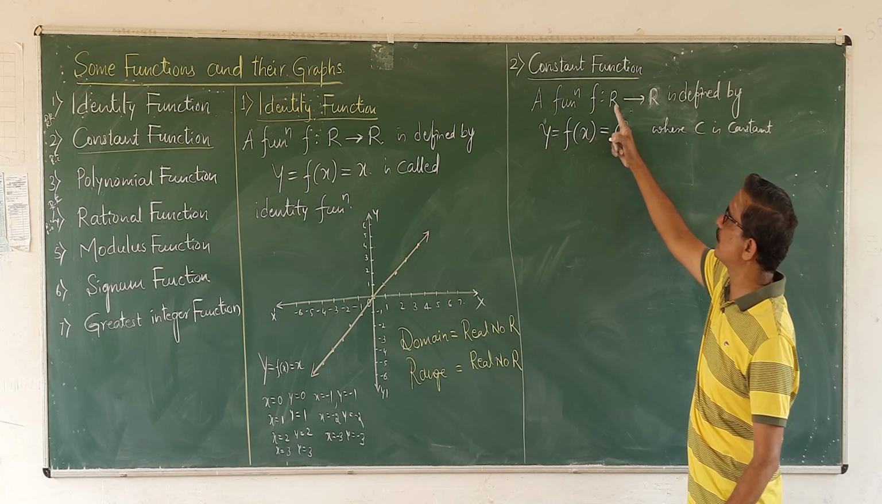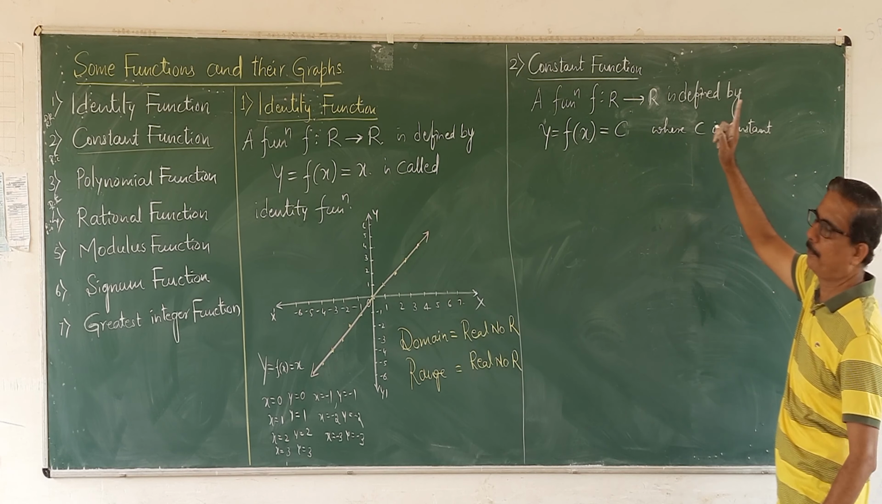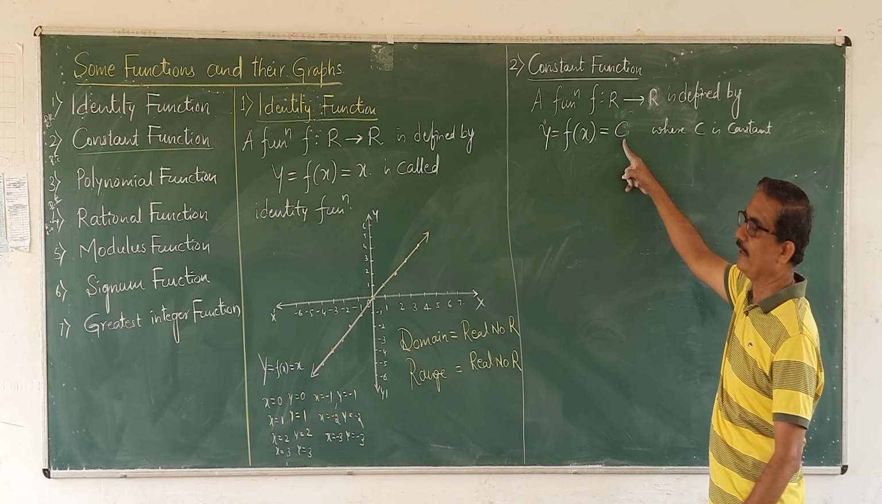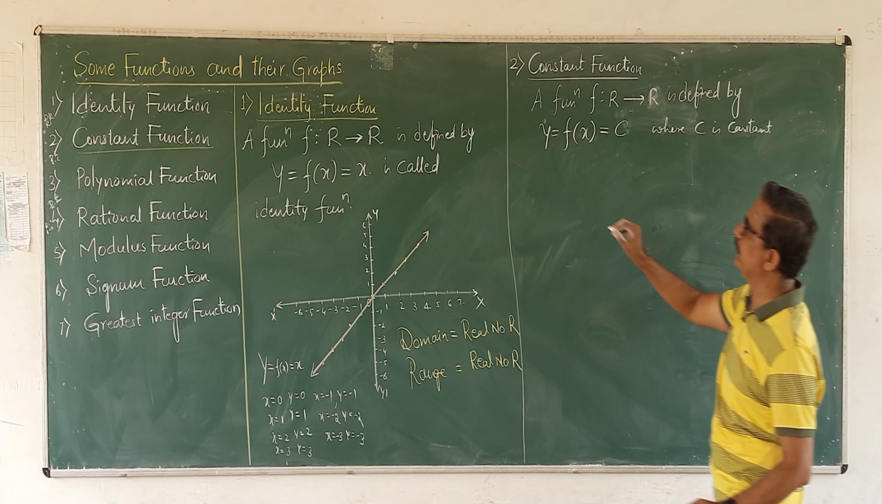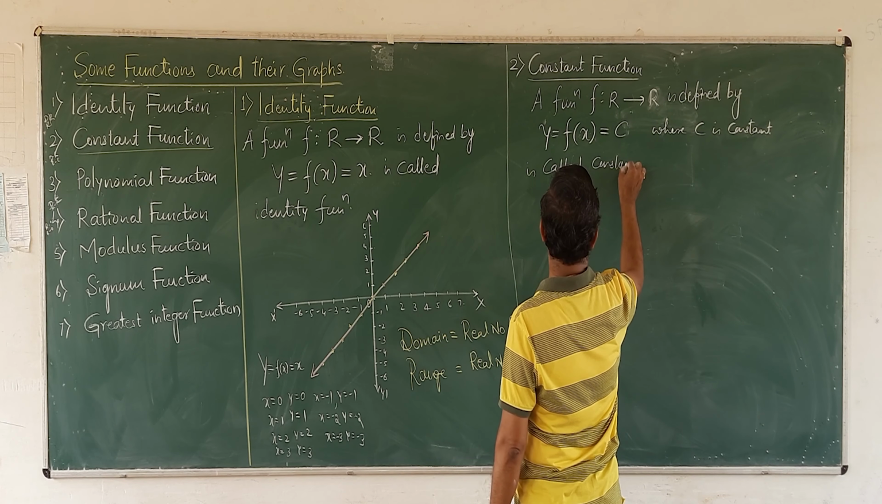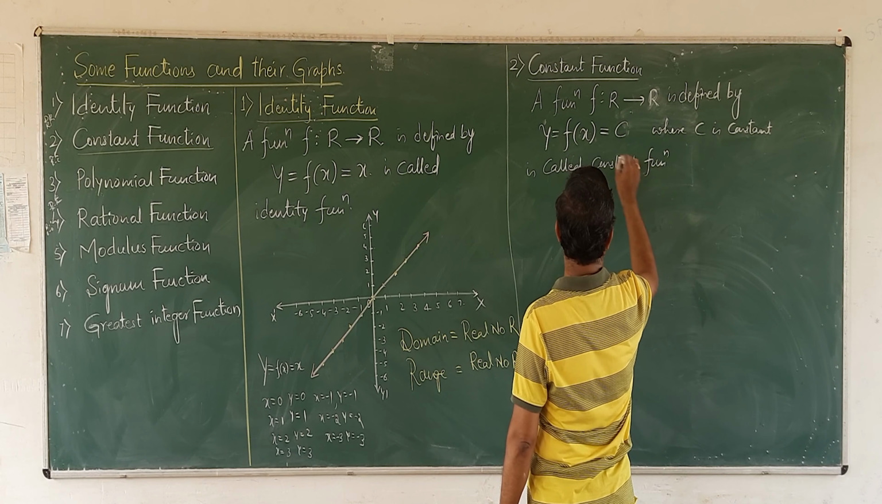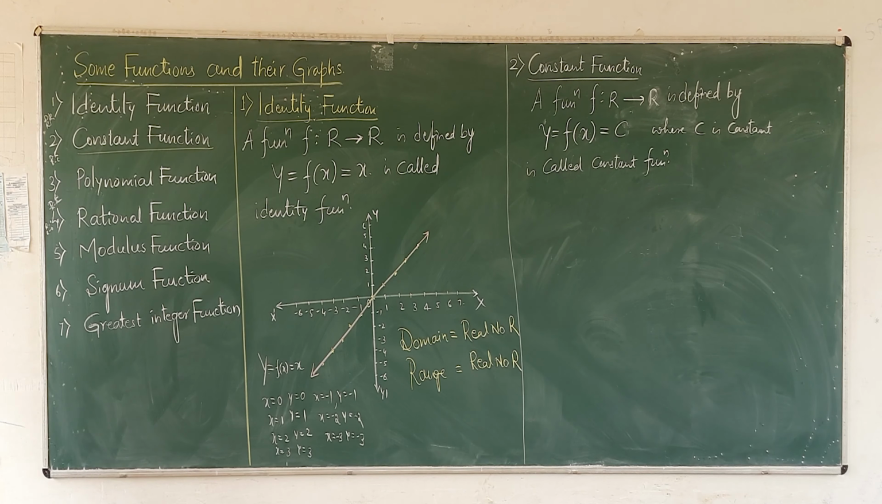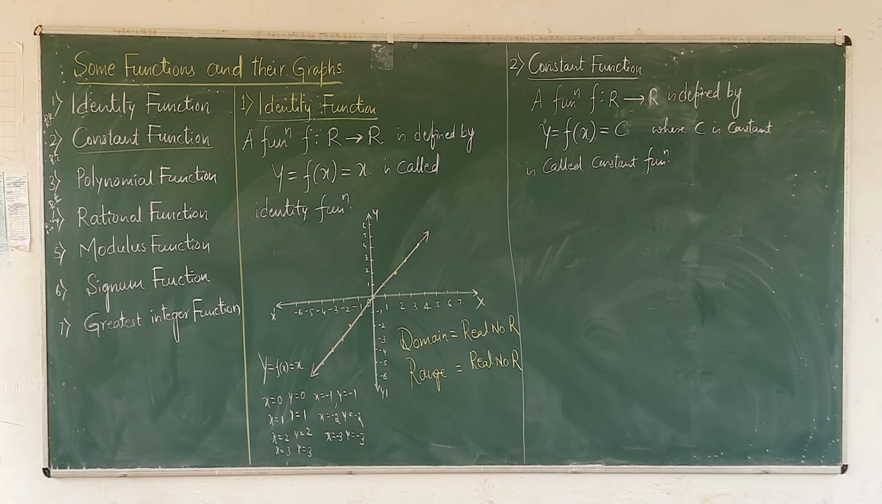A function f from R to R defined by y is equal to f of x, where that f of x value is a constant C, is called a constant function. That is, f of x is equal to C, where C is a constant for all x belonging to the real numbers. This is called a constant function.